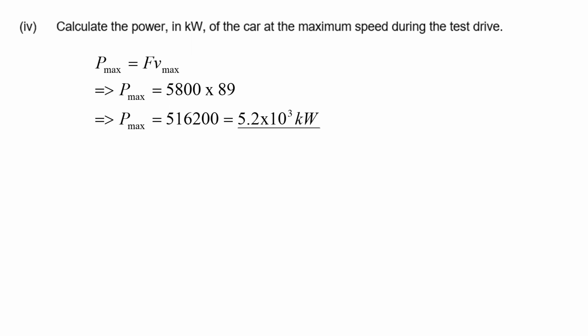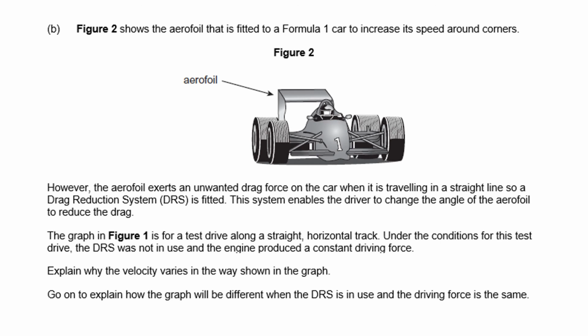Okay, so the last question is a context explain type question. We're talking about DRS, which those of you who follow Formula One will know is a way of reducing drag to give you higher speed. So some keys to pull out here: the aim of the DRS device is to decrease drag. So we're going to use that.